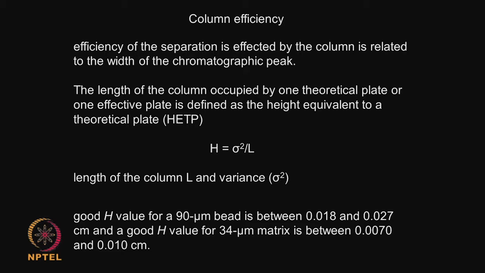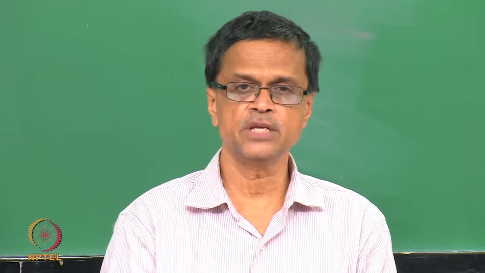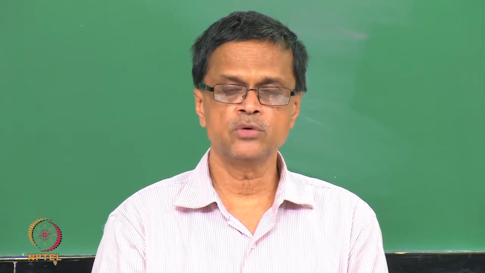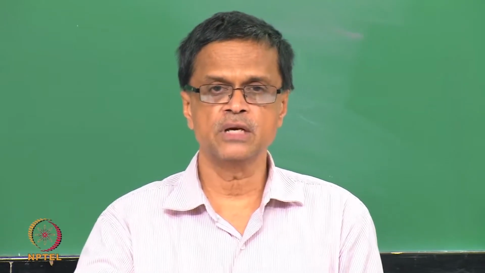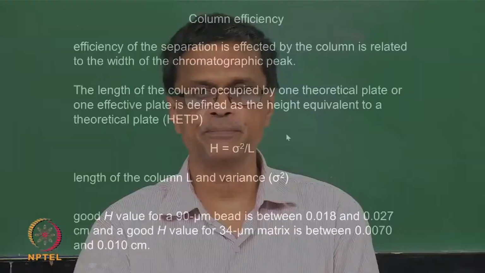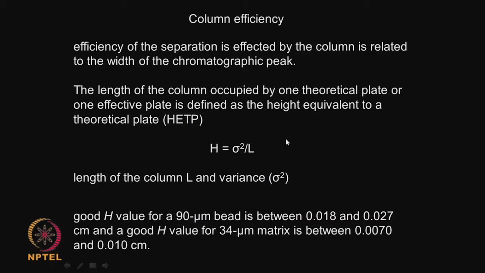So, if I have a very large number of theoretical plates, then I can say it is a very good column with good efficiency. If the height equivalent of a theoretical plate is very small, then I would say the column is very good and it can do a good separation. These two terms come from chemical engineering, mostly from the distillation column. If you have a large number of theoretical plates, then you can say the column is very efficient. If you have a very small height equivalent of a theoretical plate, then you have an efficient column, okay.